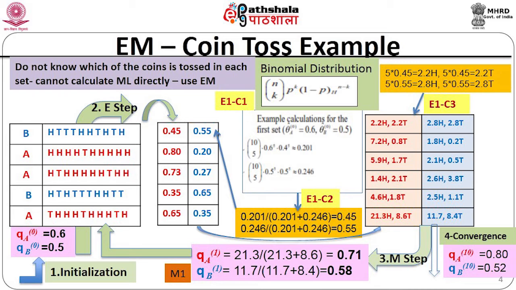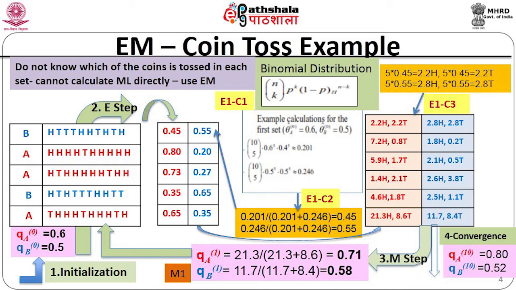So, the initialization we have to do. We do not know which of the coins is tossed in each set. So, you cannot calculate the maximum likelihood directly. In such a case, we have to use the EM. So, the situation where we have to use the EM is when we do not know which of the coins is tossed. This table here sort of seems to tell you that the first is blue. No, we have just taken the example from there.